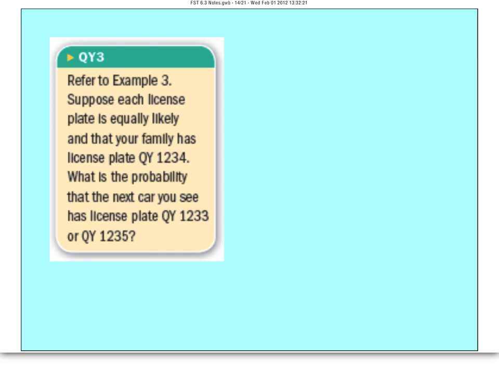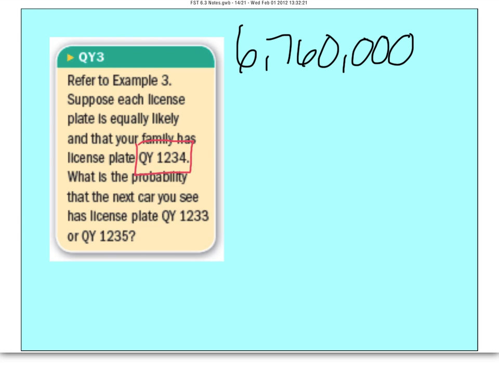Now here's an interesting question. We're going to piggyback off of the answer we got on the previous slide. So we know that the number of license plates that we could make that were 2 alpha and then 4 numerics was this, 6 million and some. Here's the question. Suppose each license plate is equally likely and that your family has this license plate. So we have that license plate. It's guaranteed. It's already been used.